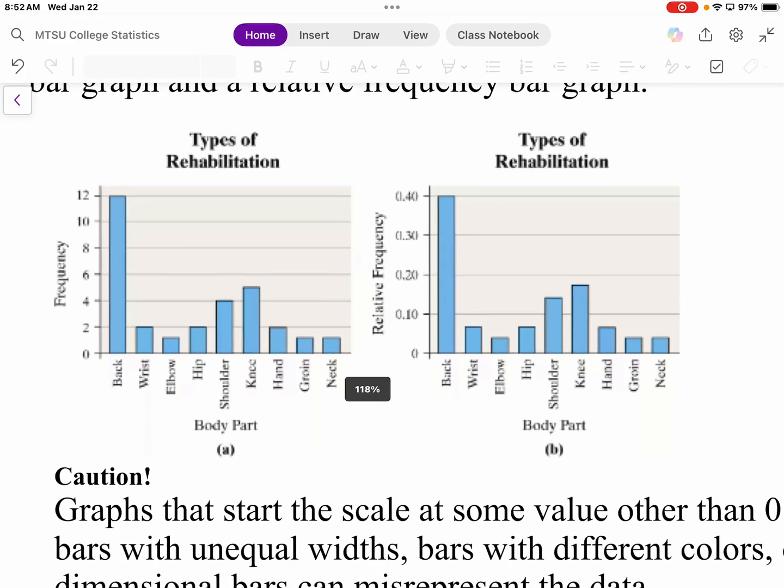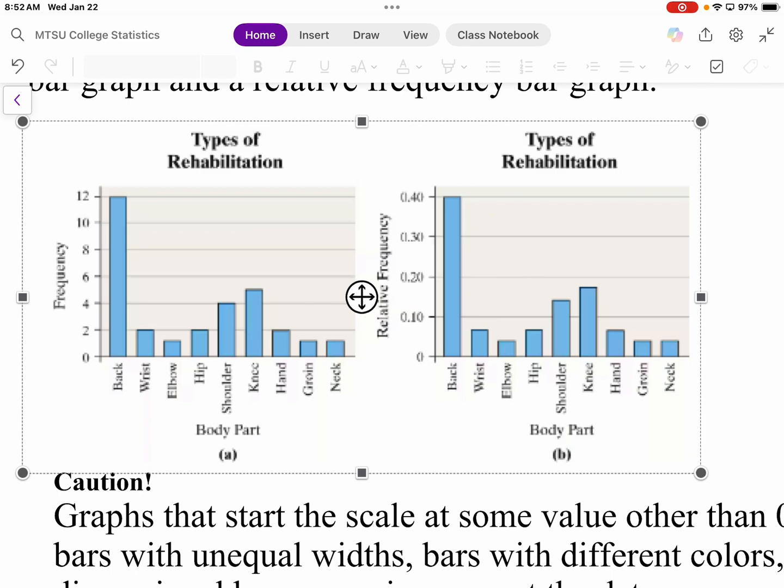But I went ahead and put the pictures of this in there for you for the first example, just to show you what a frequency table on the left side looks like as a bar graph. What does a relative frequency table look like on the right side?